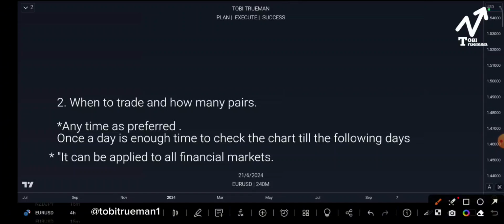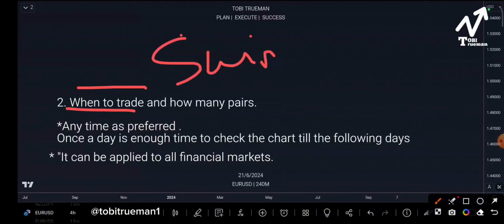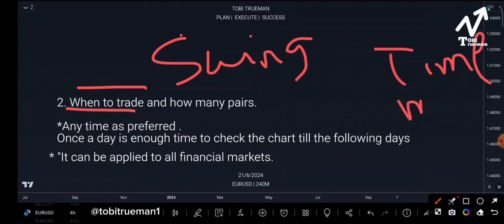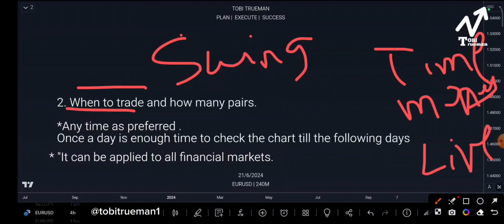Okay, now we come to our next point: when to trade and how many pairs to trade. Our major purpose of coming for swing trading is to have that time freedom, more money, and then we'll be able to live. That is one major reason why swing trading is very attractive. Those are the three major reasons swing trading is very attractive.